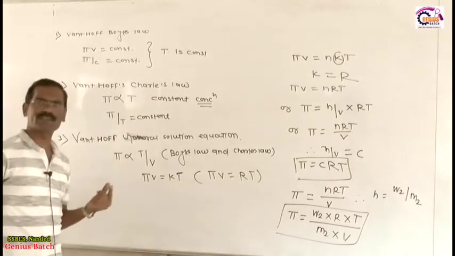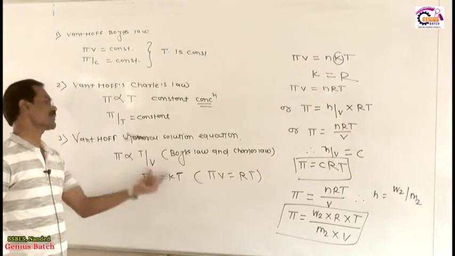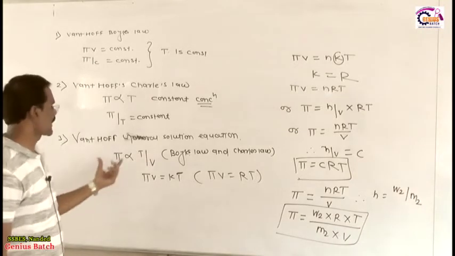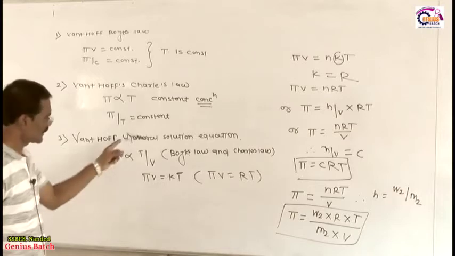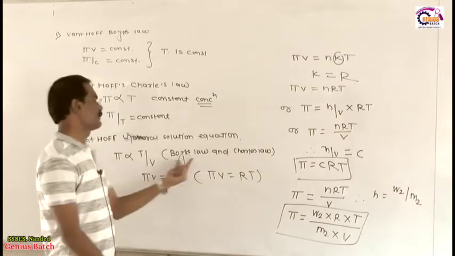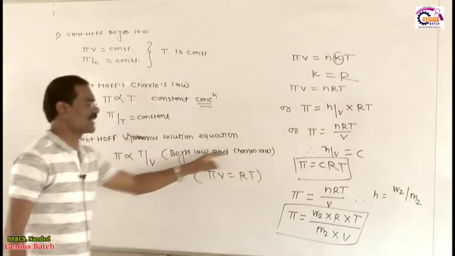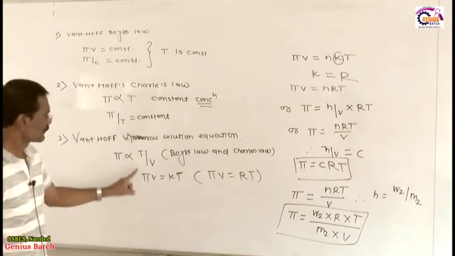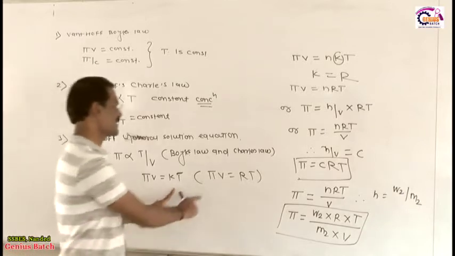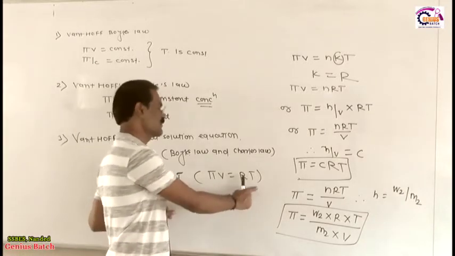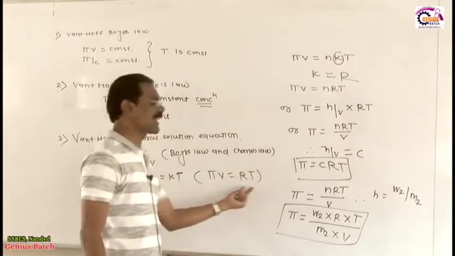So what is the van't Hoff general solution equation? π is directly proportional to T by V. This is the combination of Boyle's law and Charles law, my dear friends. Therefore πV is equal to kT. This is like the ideal gas equation, PV is equal to RT. The value of k and R is the same.